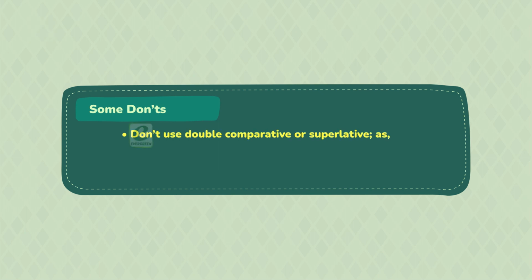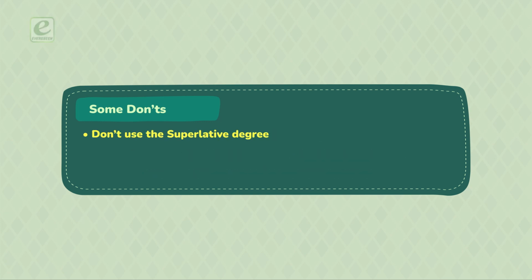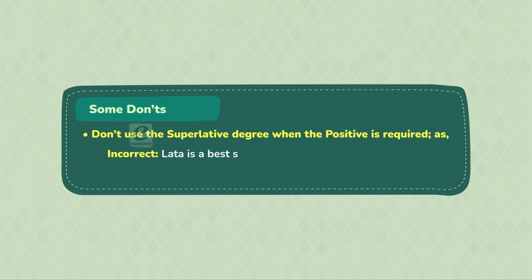Some don'ts. Don't use double comparative or superlative, as incorrect. Anuj is more cleverer than his elder brother. Correct. Anuj is cleverer than his elder brother. Don't use the superlative degree when the positive is required, as incorrect. Lata is a best singer. Correct. Lata is a very good singer.